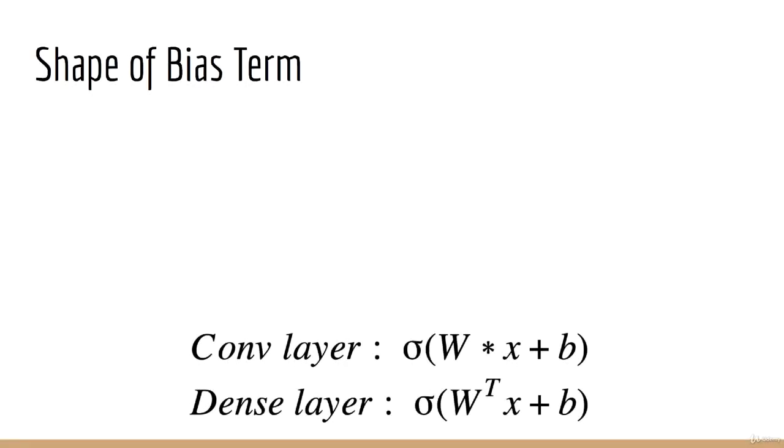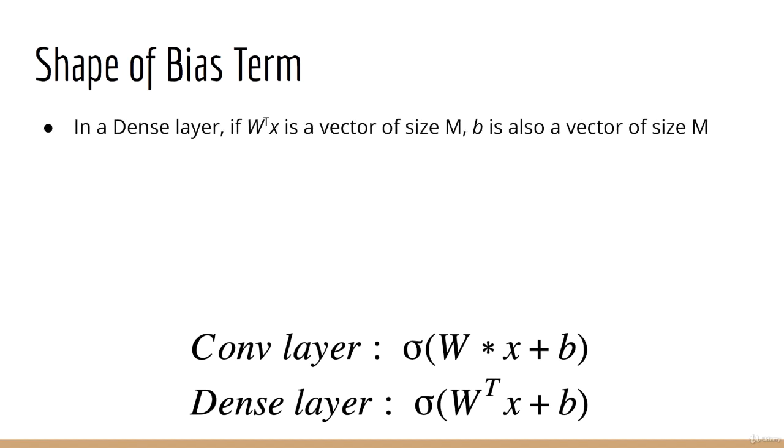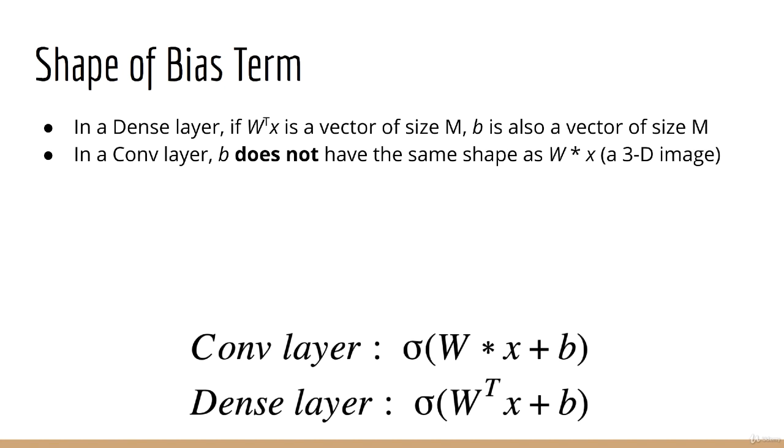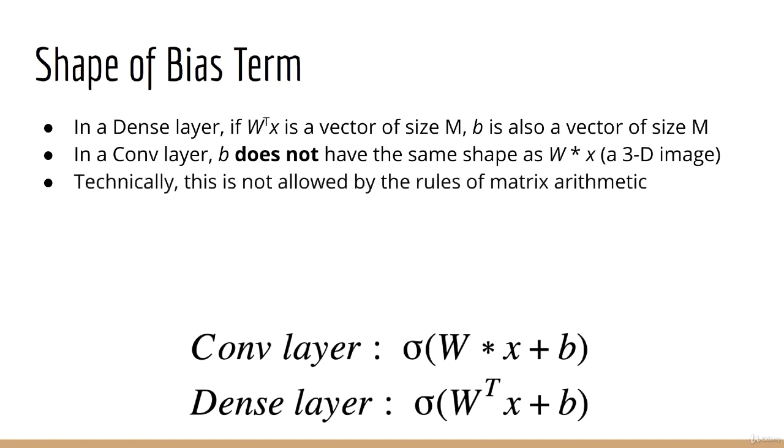Importantly, we have to consider what the shape of the bias term should be, given that the output of the convolution is a three-dimensional image. In a dense layer, if we have a vector of size m, then our bias term is also a vector of size m. In other words, there is one scalar for each element in the result. But for convolution, the bias term will not have the same shape as w convolved with x, which is a three-dimensional image.